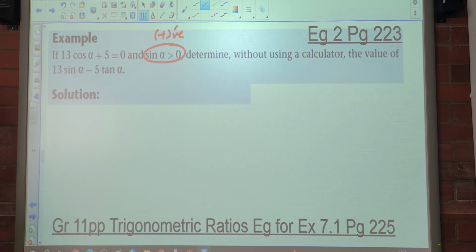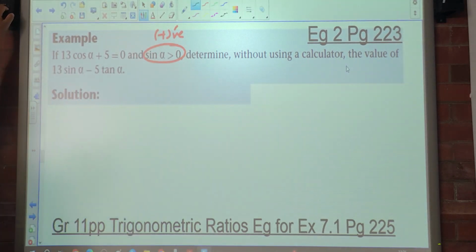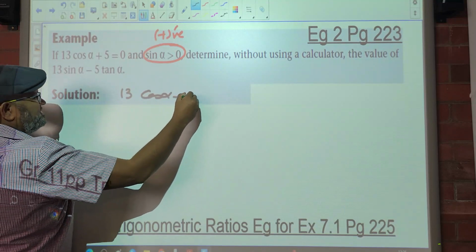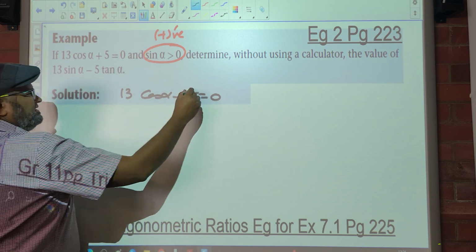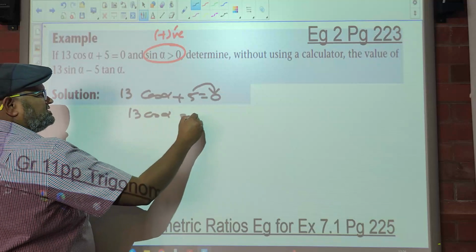Okay. So where do we start? We need to determine in which quadrant it is in. So if we take 13 cos alpha plus 5 is equal to 0, what I'm going to do is make the trig ratio the subject of the formula. Or in this case, I'm going to make cos alpha the subject of the formula. And how do I do that? Negative 5 over the equal sign. So it's going to be 13 cos alpha equals negative 5.